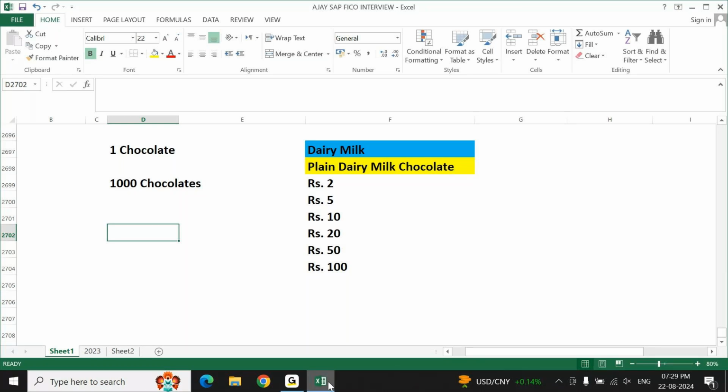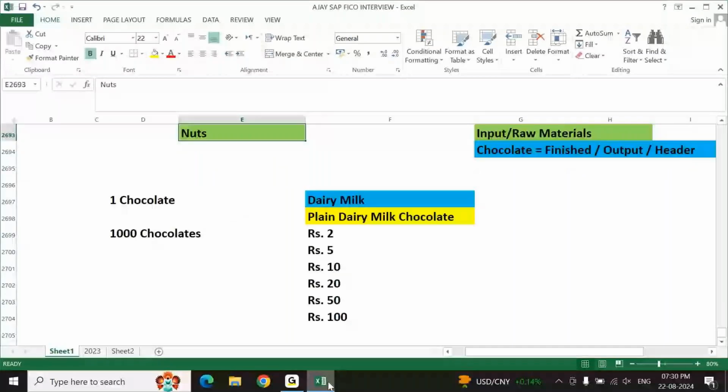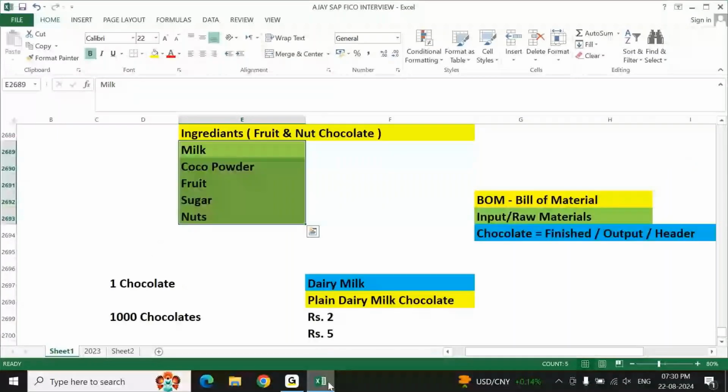No. Fixed cost will be the same. Variable cost will vary. Based on the quantity, variable cost will change. Okay, variable cost per unit you are saying, right, sir? Yes. Per unit, for example, it will not get changed.